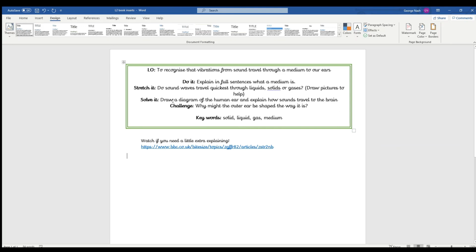Solve it: draw a diagram of the human ear, the one you've just seen. Explain how the sounds travel to the brain. And then a challenge. This is one for you to really think about, maybe do a bit of Googling. Why do you think the outer ear, the thing that you can see and feel on your head, is shaped the way it is? Have a think. Why have we been adapted as humans to look that way? And how does that help us hear things?